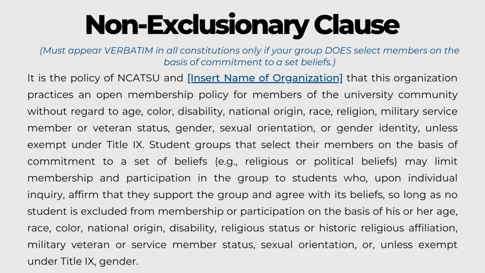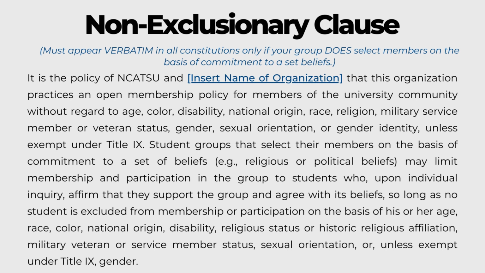If your group does select members on the basis of a commitment to a set of beliefs, we will copy this statement. It is the policy of North Carolina Anti-State University and the name of your organization that this organization practices an open membership policy for members of the university community without regard to age, color, disability, national origin, race, religion, military service member or veteran status, gender, sexual orientation, or gender identity unless exempt under Title IX.